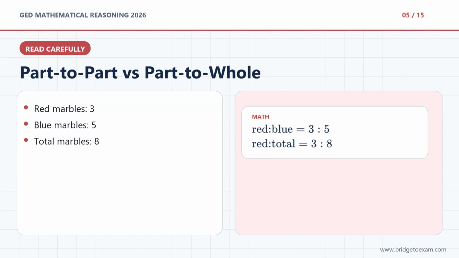Suppose a bag has 3 red marbles and 5 blue marbles. Red to blue is part to part, so the ratio is 3 to 5. Red to total is part to whole. The total is 8, so red to total is 3 to 8.